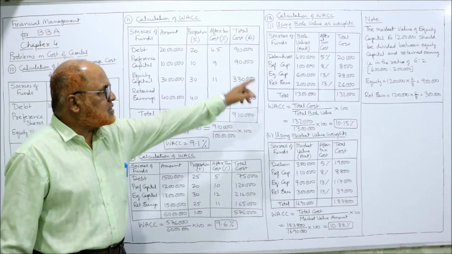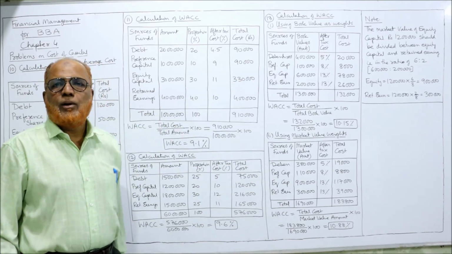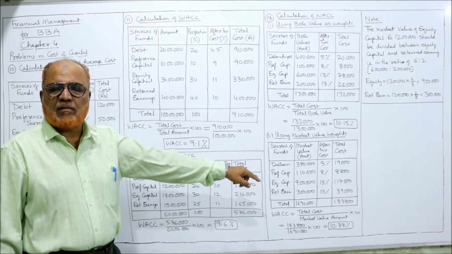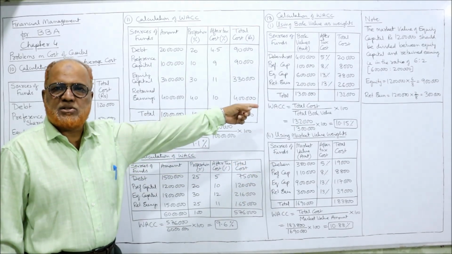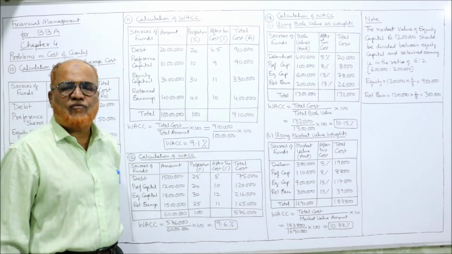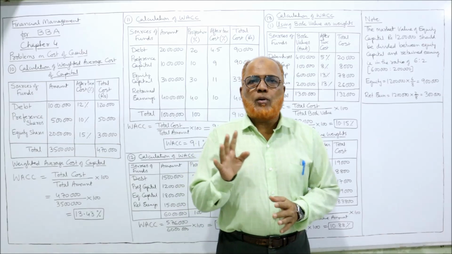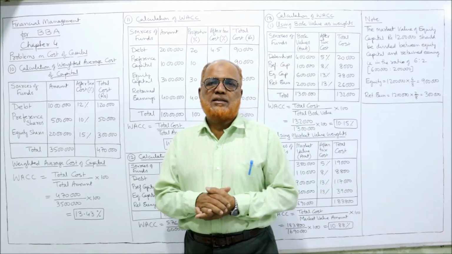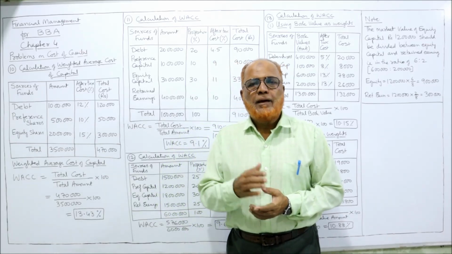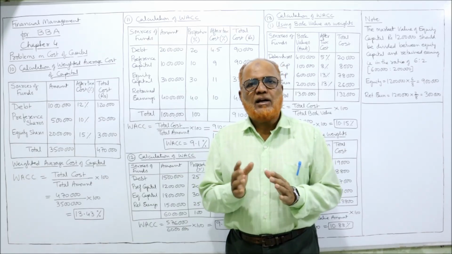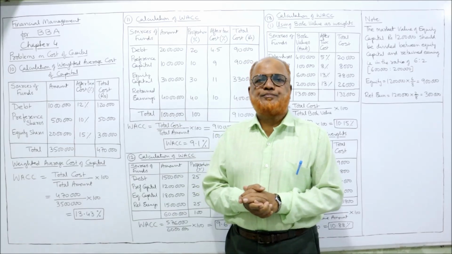This problem is particularly important. More frequently asked this type of problem, where book value and market values are given and we have calculated WSCC on the basis of book value and on the basis of market value. So in this video, 4 problems I have explained on calculating the WACC. Next video, 2 more problems are there, some new points are there that we'll discuss in the next video.